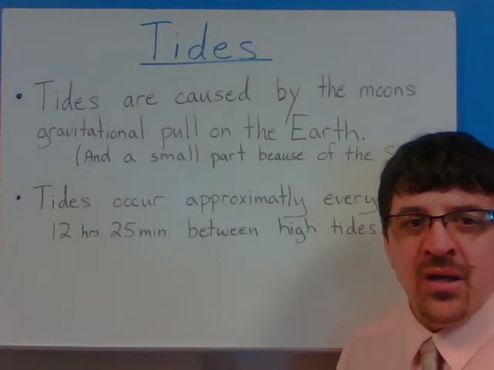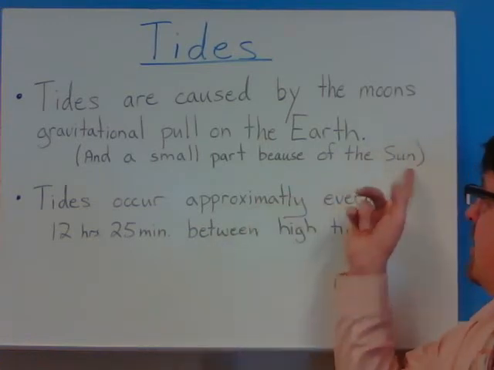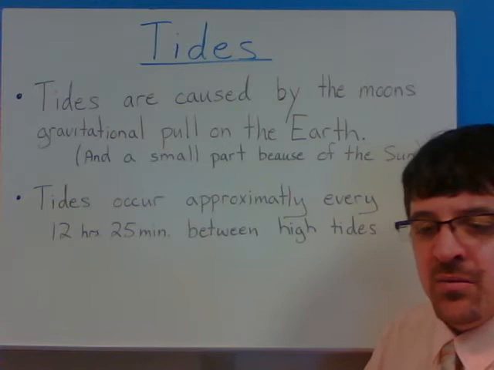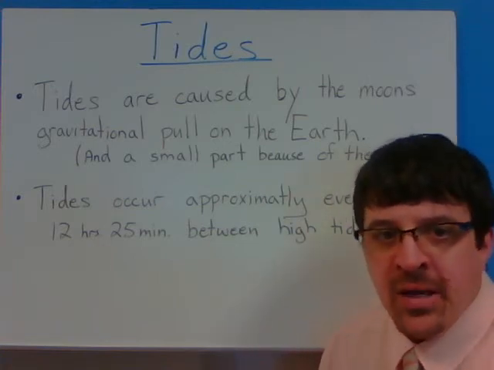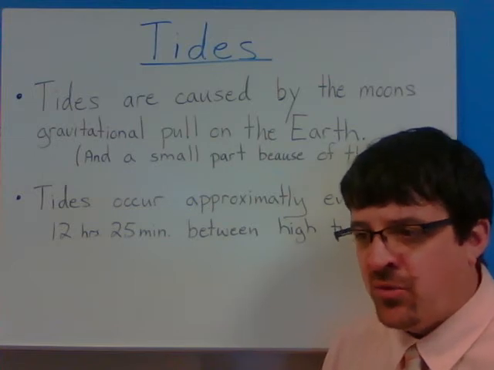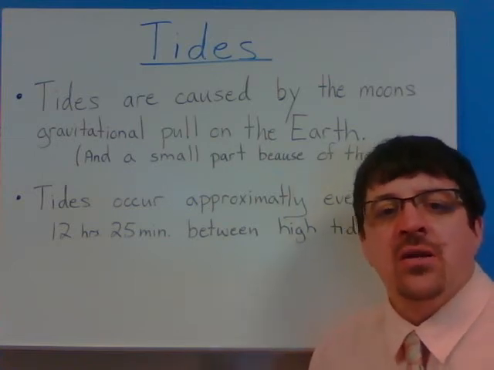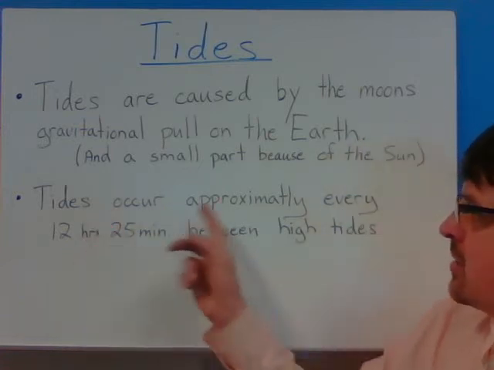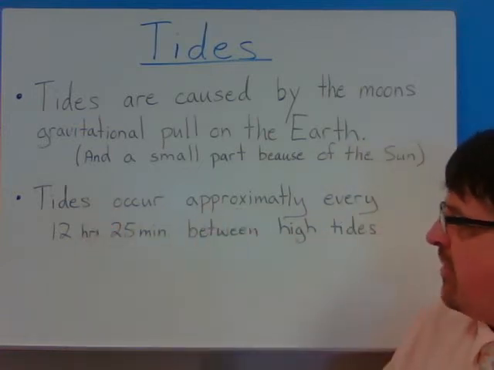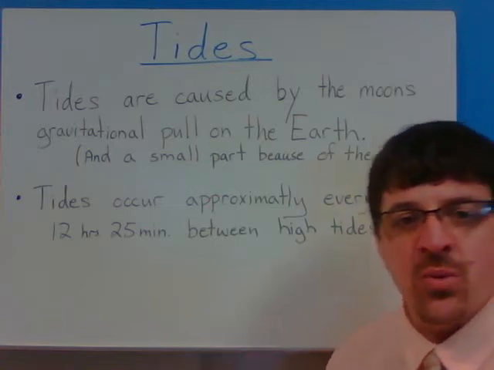Now, a small part is because of the sun also. Okay, because when the sun and the moon are working together, the tides are going to be bigger. They're going to be more drastic. When the moon and the sun are pulling opposite of each other, the tides aren't going to be quite as dramatic. Okay?